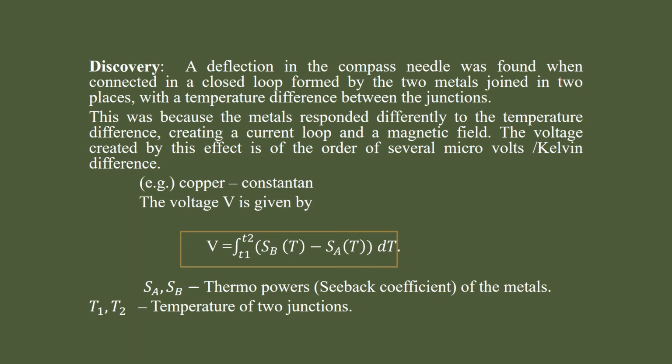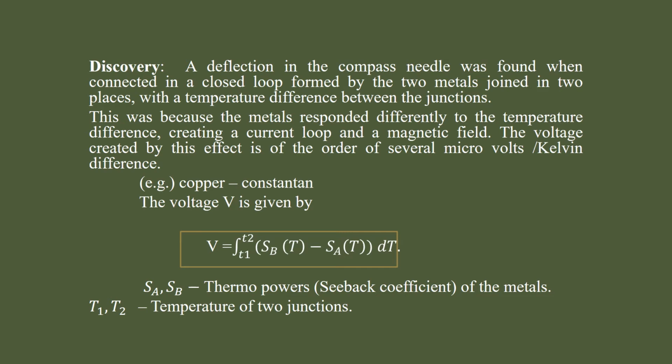A deflection in the compass needle was found when a closed loop was formed by the two metals joined in two places with a temperature difference between the junctions. This was because the metals responded differently to the temperature difference, creating a current loop and a magnetic field. The voltage created by this effect is of the order of several microvolts per Kelvin difference.